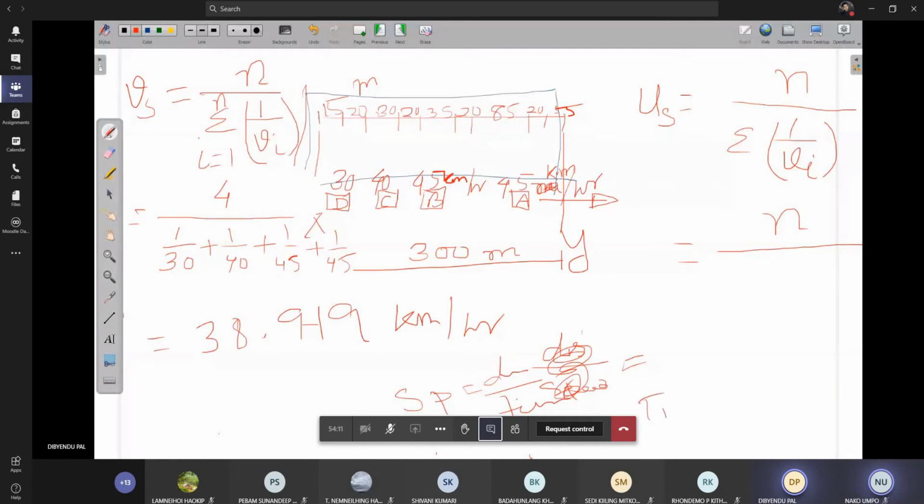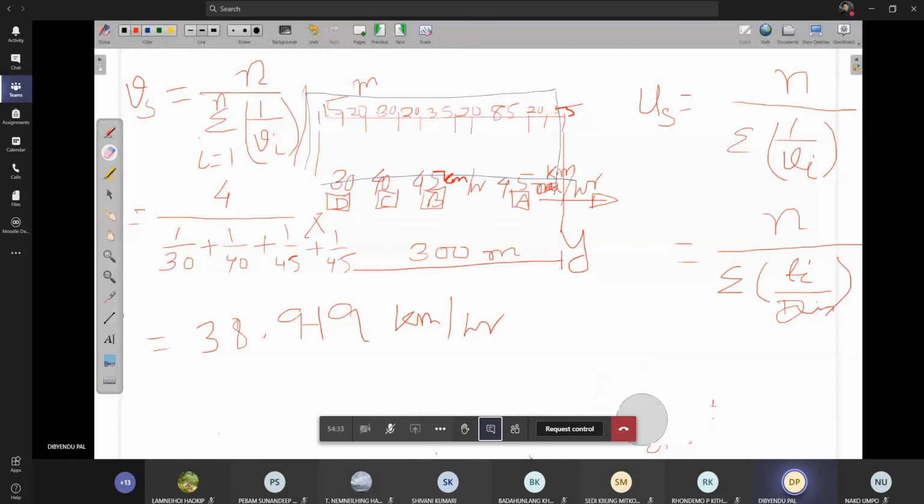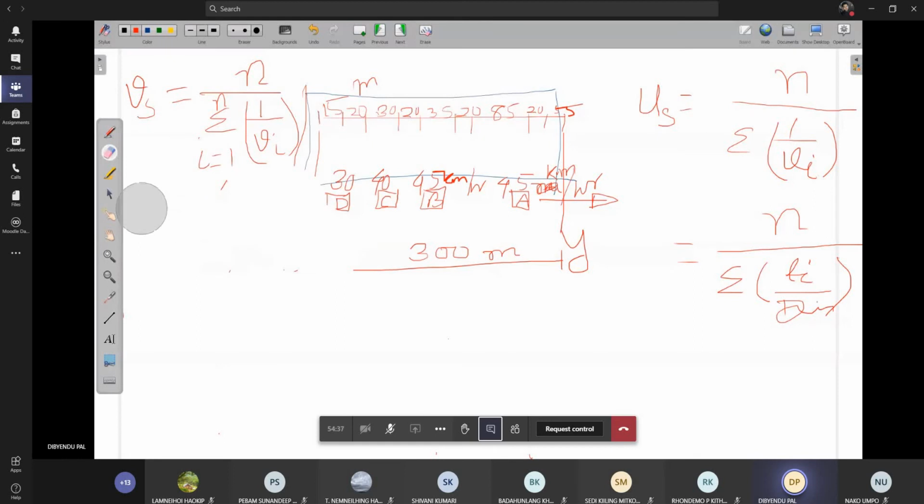It is time divided by distance. Can I write like that? That means in this place I can write this is nothing but equal to time divided by distance. Just look at this. This is nothing but the inverse of the speed I am writing. If you look at this, the value is n divided by 1 upon speed.